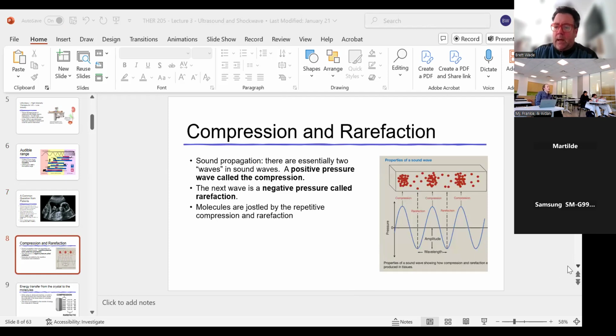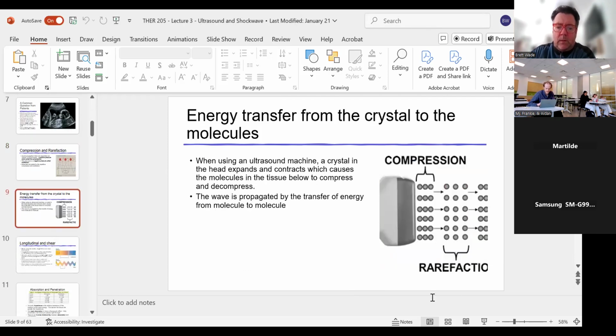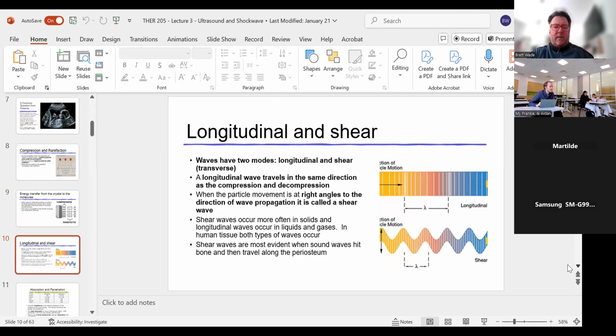Okay. Compression and rarefaction. I am going to ask a question on that for sure. So you should know that rarefaction is the negative part of the wave. I'm going to ask that. Okay, let's see. The next one we're looking at is energy transfers, compression, rarefaction. That's just kind of the same.